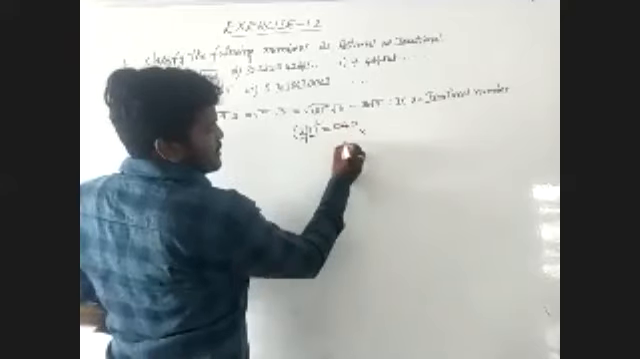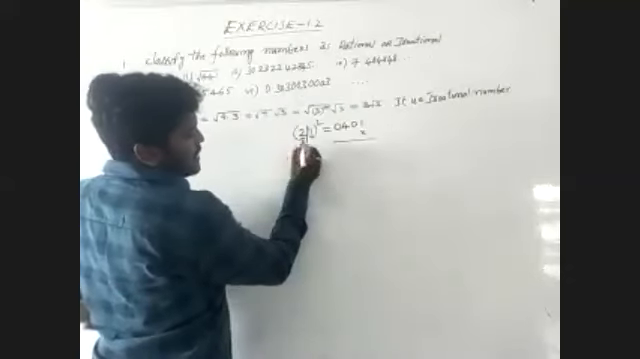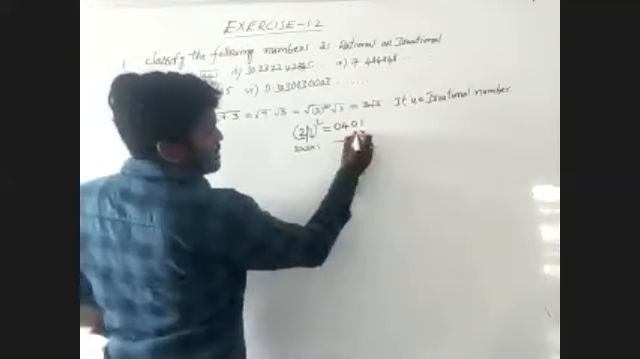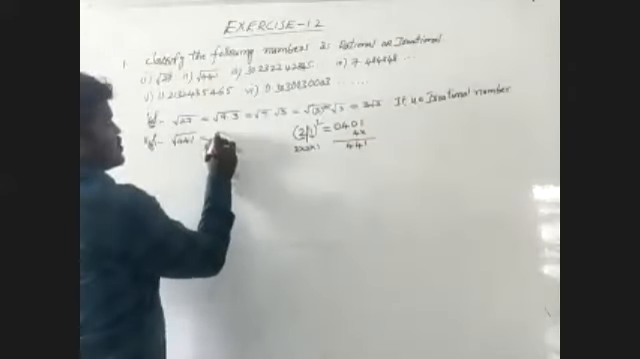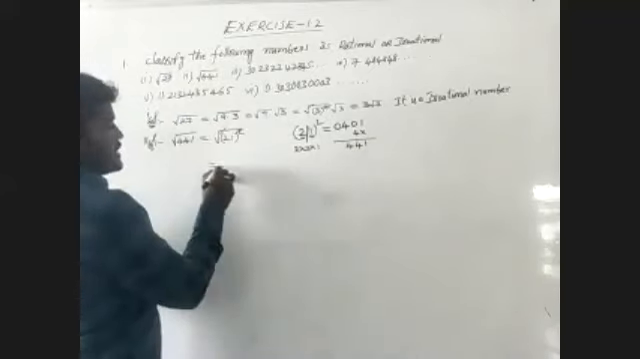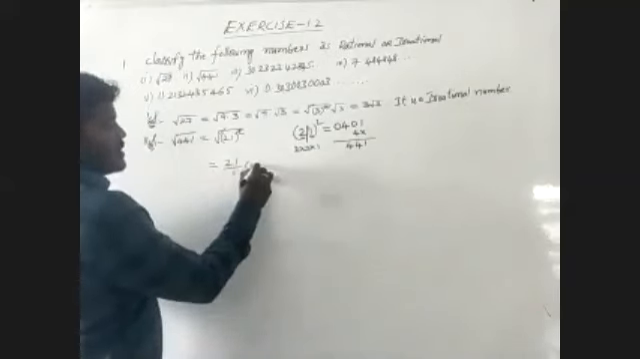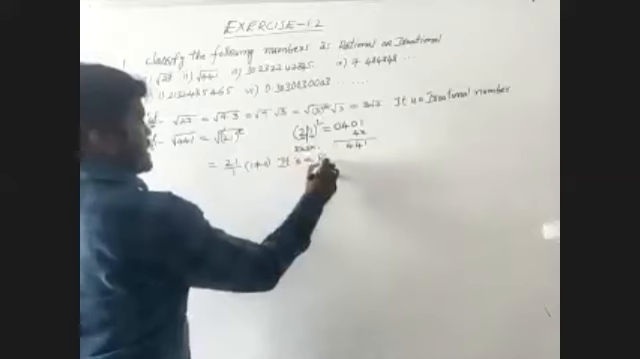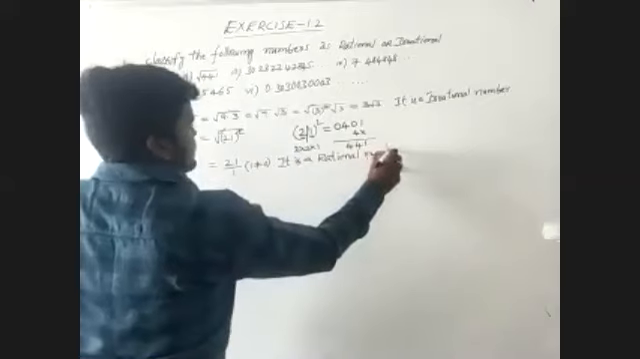We will keep these together in one place after a square and b square are completed. After that we take 2ab. 2 into a, which is 2, into b, which is 1: 2 twos are 4, 4 ones are 4. So the value is 441. That means we already know that 21 whole square is equal to 441. The square root cancels and the remaining is 21. 21 can be written as 21 by 1, where 1 is not equal to 0. It is a rational number.